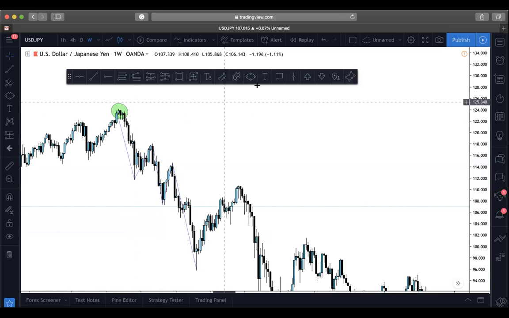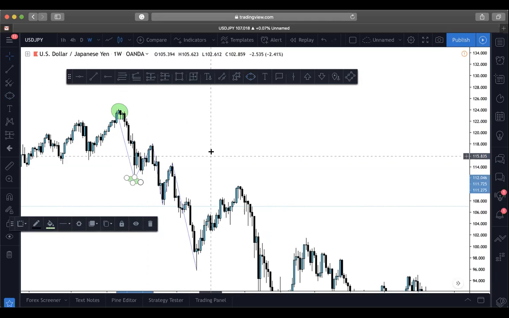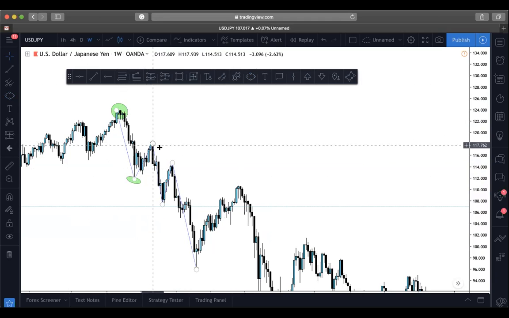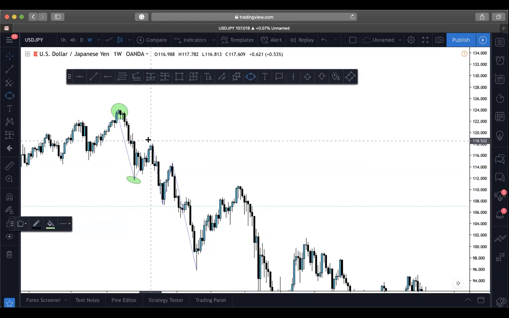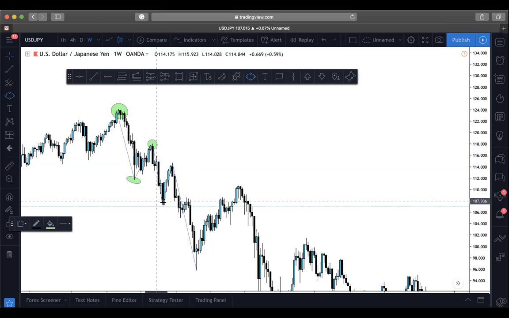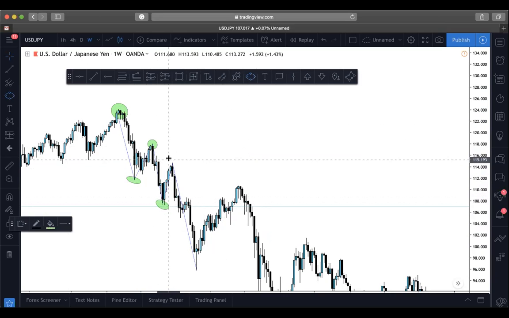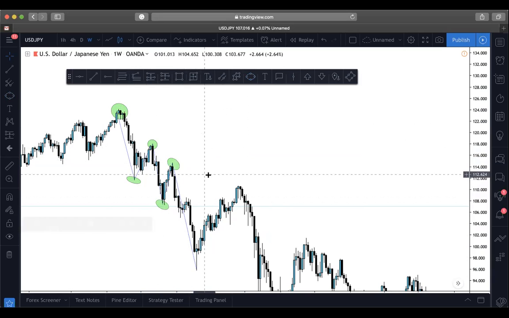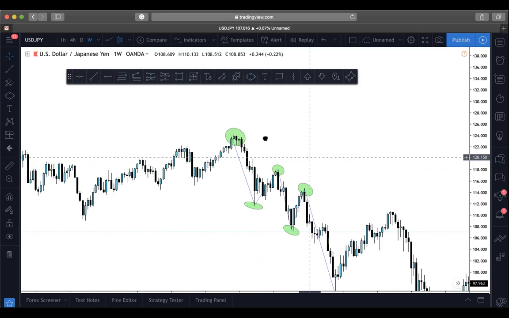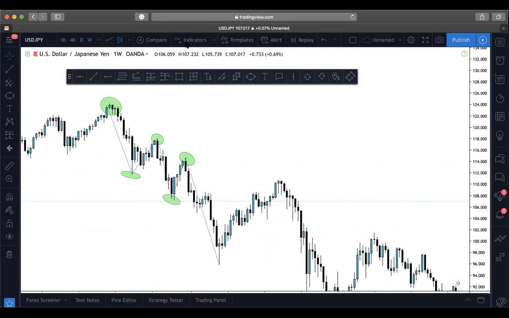Low, I'm taking it from the wick. I'm taking it from the lowest point in the market reach, right? Low, higher low, lower low, higher low, right? And we're on a weekly chart. So every candlestick is 1 week movement. So let me just highlight this area right here.